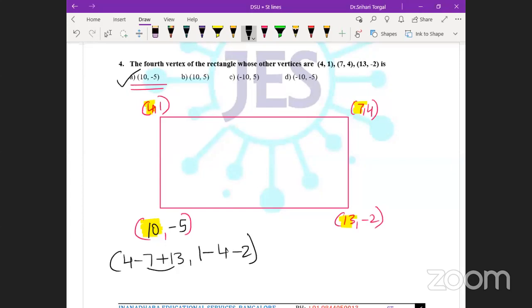Right. First point minus second point plus third point. X coordinate of that: first minus second plus third. That will give you the fourth point. Yeah, minus 2 we have to add. 1 minus 4, that is y coordinate.